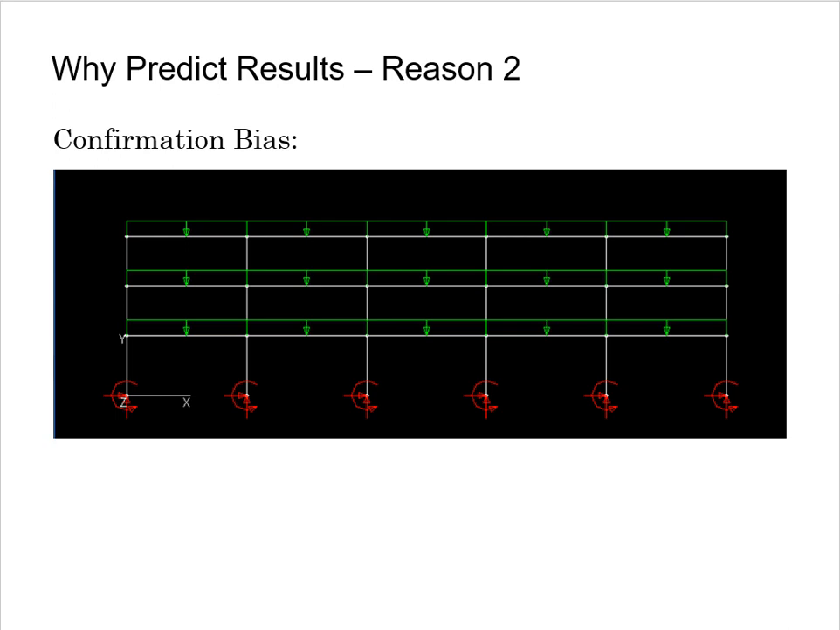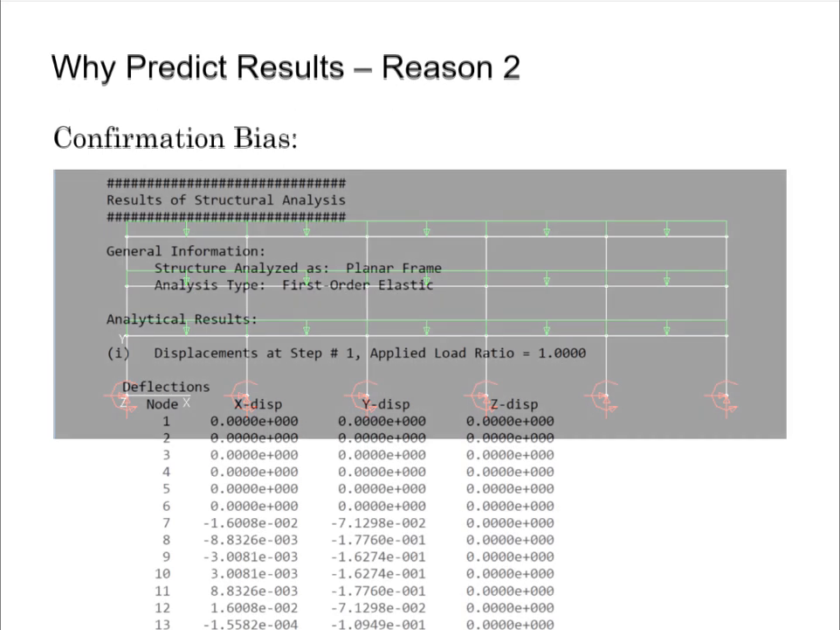The second phenomenon is confirmation bias. We want our detailed analysis results to be reasonable, so we tend to look for aspects of the results that are reasonable. Unless we are looking at the totally wrong structure, our computer-aided analysis results are going to have lots of reasonable features. Our job is to find any unreasonable features.